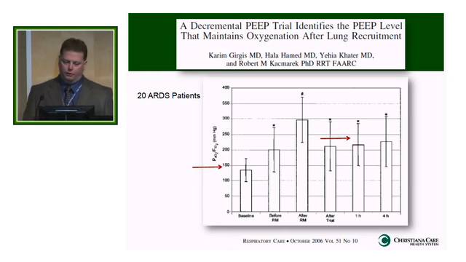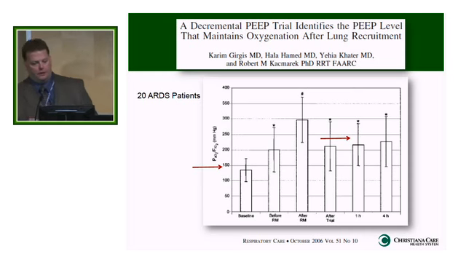They do a recruitment maneuver, and then after that, they did a decremental PEEP trial, and they found the value that they came up with when they titrated the PEEP down, and they said, okay, this is the right PEEP level. They maintained the patient out 4 hours with better oxygenation than they started with. So from below 150 PF ratio to approaching 220.